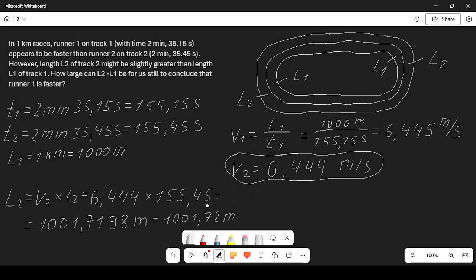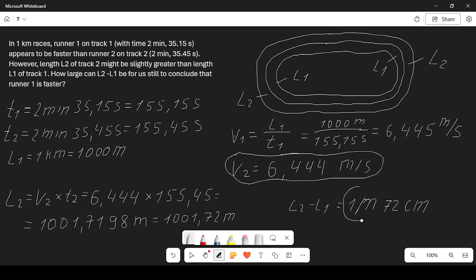And this is the length of track number 2. So what is the difference? L2 minus L1. We found that the difference is 1 meter and 72 centimeters.